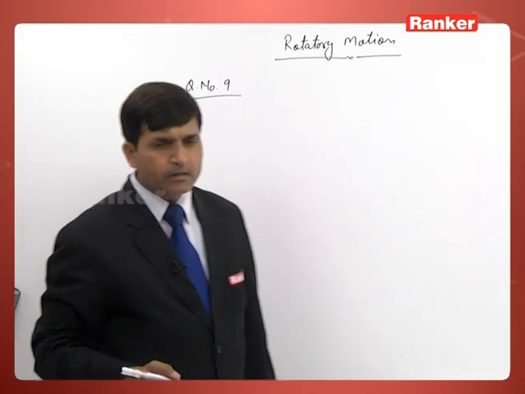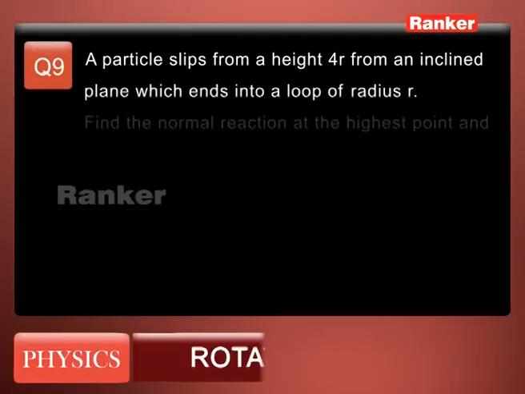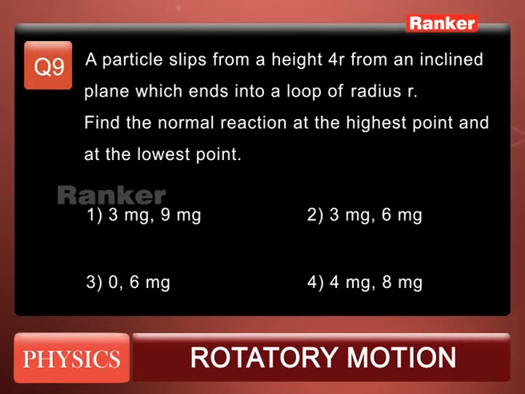Now see question number 9. A particle slips from a height 4r from an inclined plane which ends into a loop of radius r. Find the normal reaction at the highest point and at the lowest point. The first option is 3 mg and 9 mg. Second option 3 mg and 6 mg. Third option 0 and 6 mg. And the fourth option 4 mg and 8 mg.